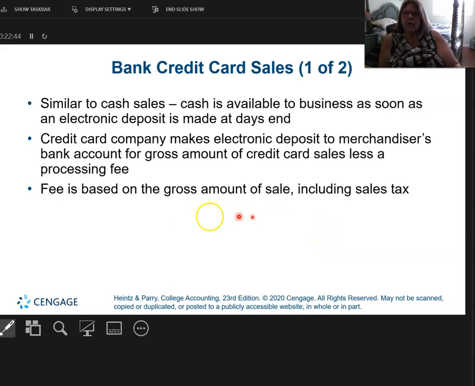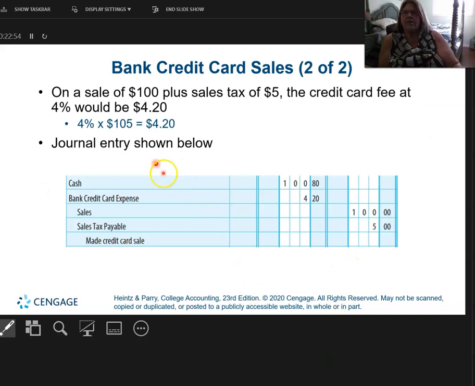Sometimes with an actual credit card, there's a fee based on the gross amount of the sale, and that does include sales tax. So let me show you how to journalize bank card transactions. On a sale of $100 plus sales tax of $5, the credit card fee at 4% would be $4.20. So here's how I calculated it. And really, any vendors that take Visa, MasterCard, Discover, American Express, they have to pay a fee. So often it's built into the price.